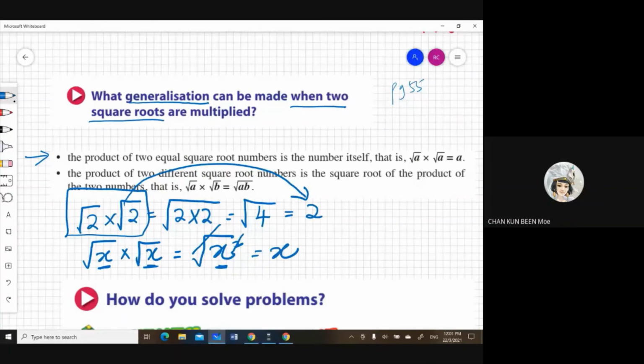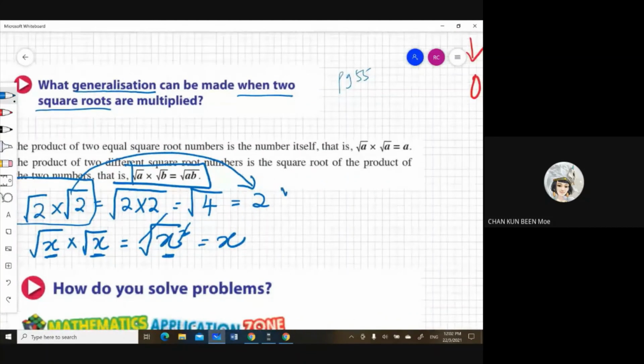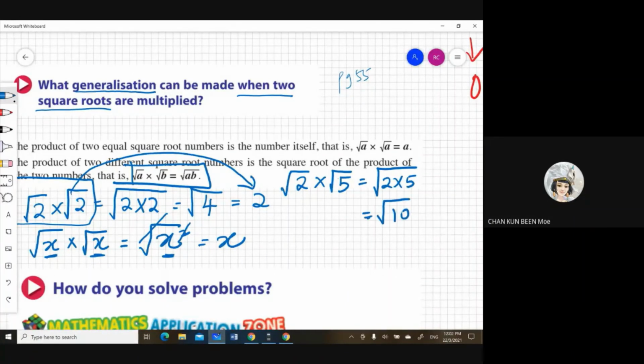And another one over here, you can see the second point. The product of two different square root numbers is the square root of the product of the two numbers. Very long, don't worry, we just look at this. Square root of A times square root of B is equal to square root of AB. If I change it to numbers, square root of 2 times square root of 5, for example, it is equal to the square root of 2 times 5. So the answer is square root of 10.